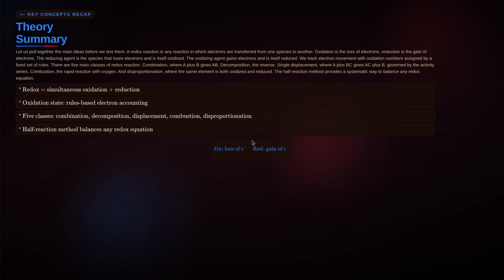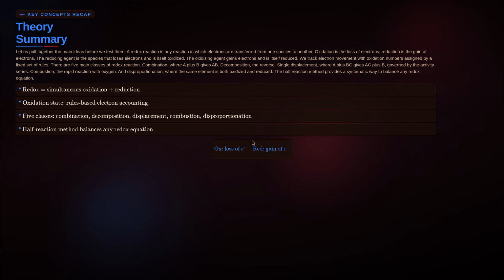There are 5 main classes of redox reaction. Combination reactions, where 2 or more substances form one product, A plus B gives AB. Decomposition reactions, the reverse, where one substance breaks into 2 or more, AB gives A plus B. Single displacement reactions, where one element replaces another, A plus BC gives AC plus B.